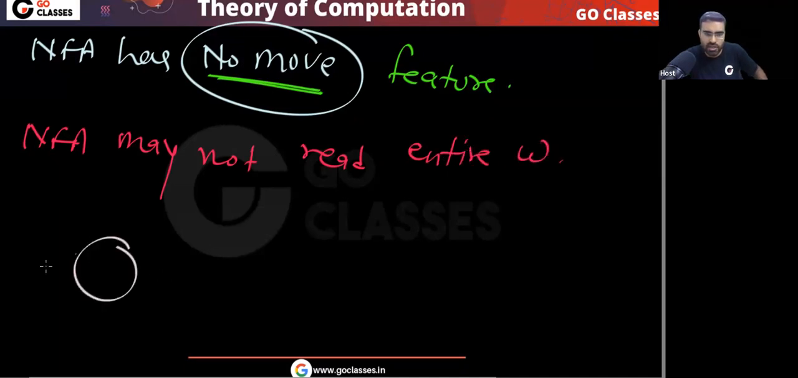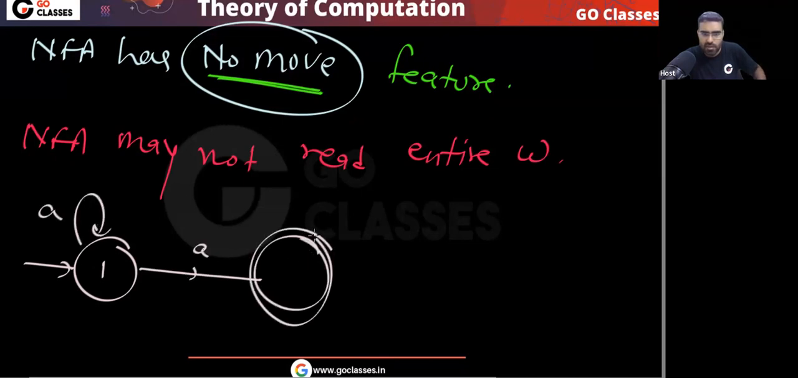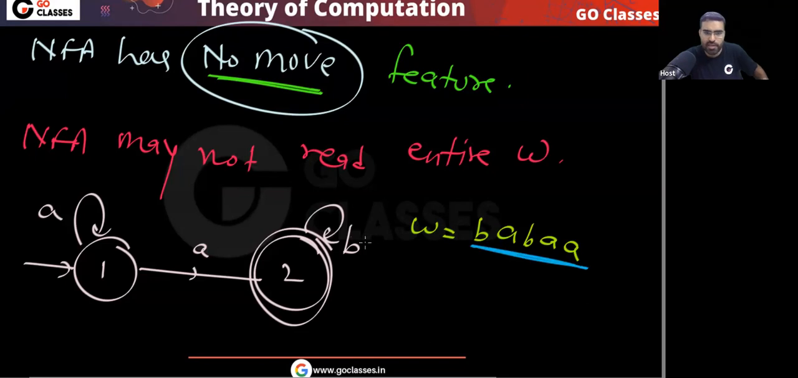For example, let me give you one example. Consider this NFA. I am giving you state 1. If A comes, you go here. If B comes, this is your state 2. Tell me, if I give you this string W, B, A, B, A, A, where will this NFA go from the initial state on this string? Where will the NFA go? Nowhere. Yes or no? Nowhere. Are you getting this point?